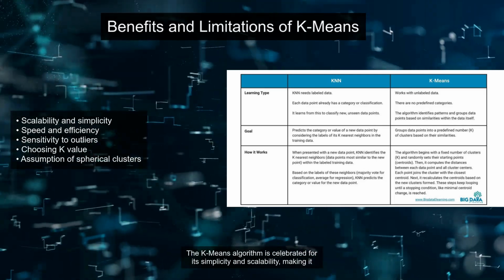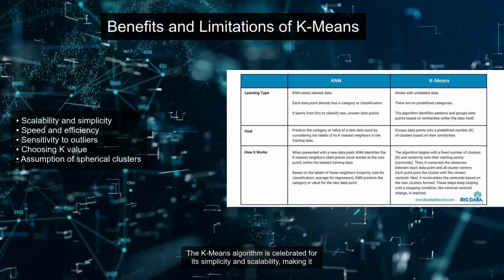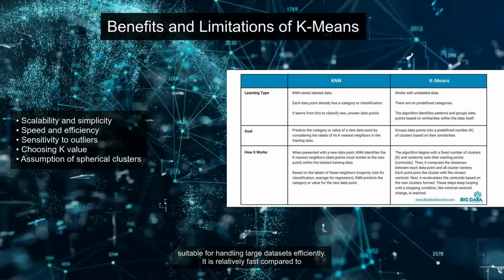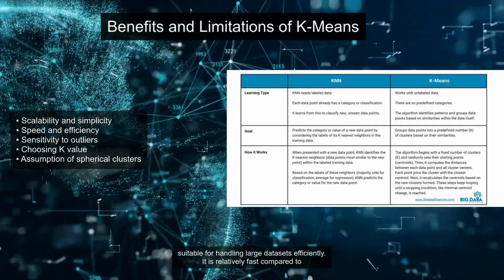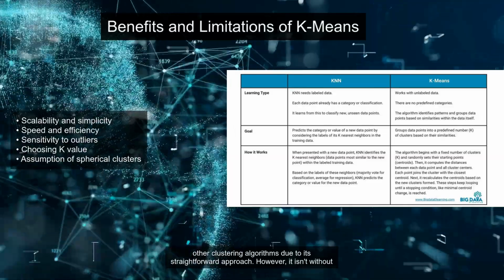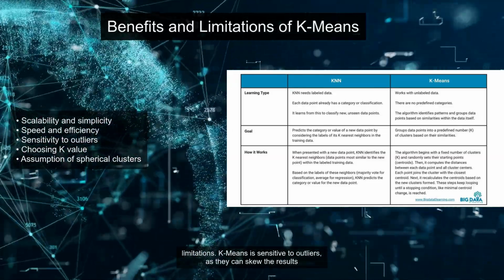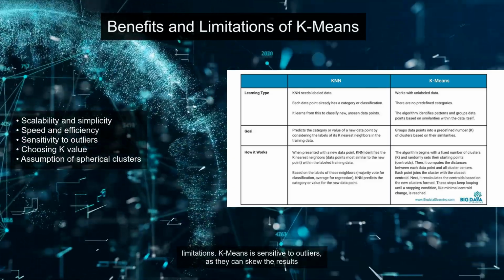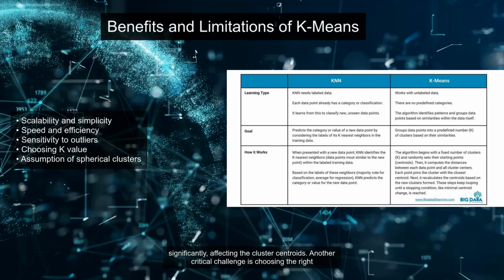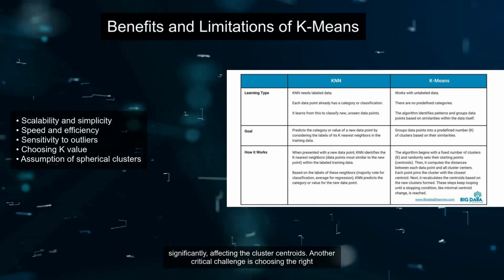The k-means algorithm is celebrated for its simplicity and scalability, making it suitable for handling large datasets efficiently. It is relatively fast compared to other clustering algorithms due to its straightforward approach. However, it isn't without limitations. K-means is sensitive to outliers, as they can skew the results significantly, affecting the cluster centroids.